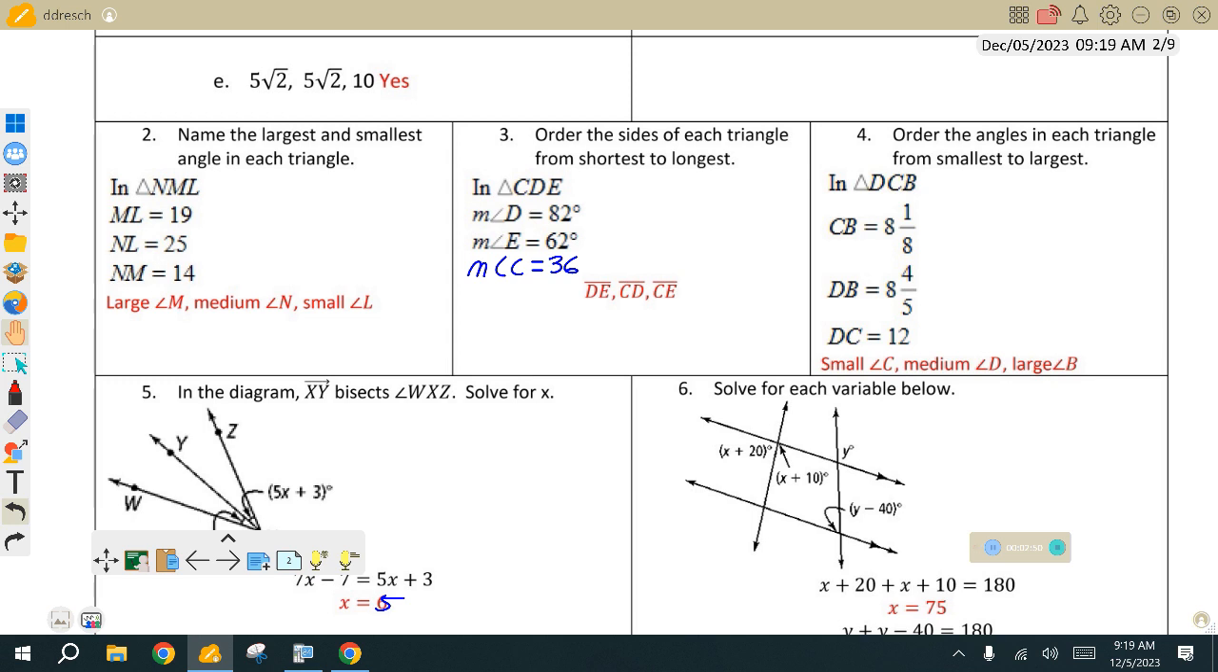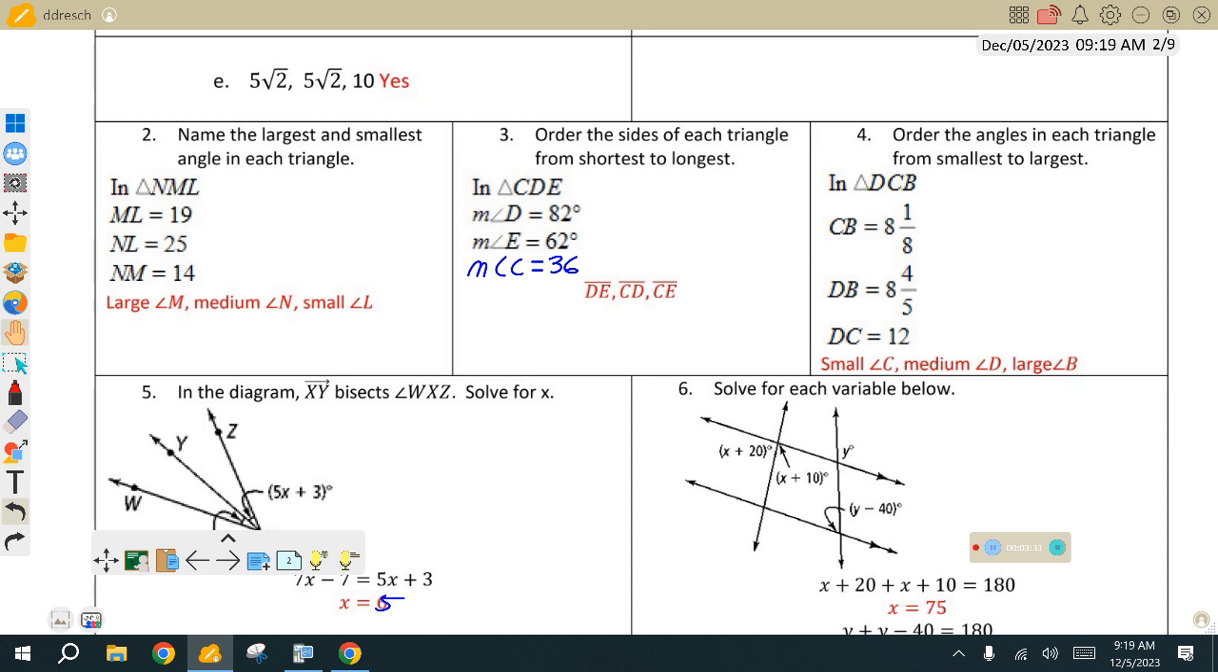Now once we have that out there, we can list from shortest to longest. The relationship is that the smallest angle is opposite the shortest side. So I'm looking at the smallest angle to start off with, and that smallest angle is angle C. If I'm standing at angle C, the adjacent vertices, which in this case are D and E, make up that opposite side. So that's why I said DE. Angle C is only 36 degrees, and it's making that shortest side.